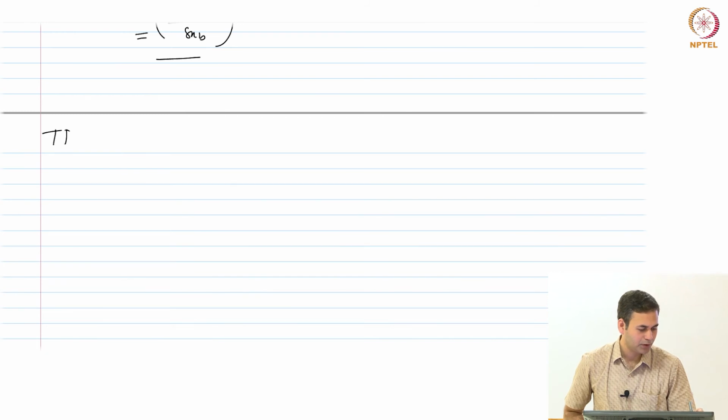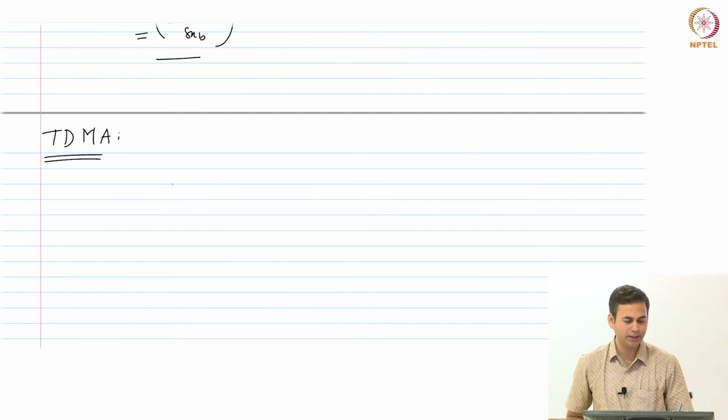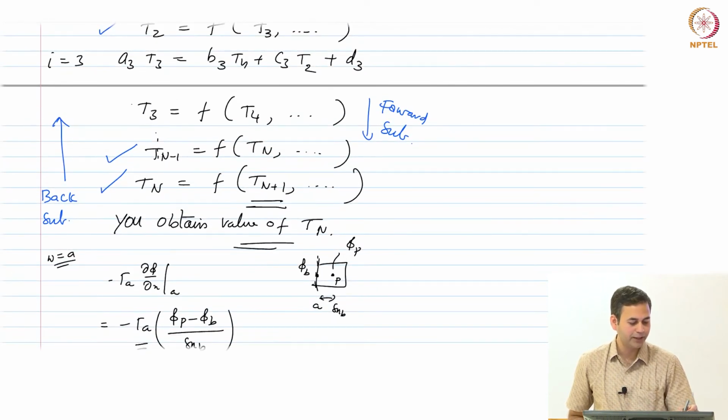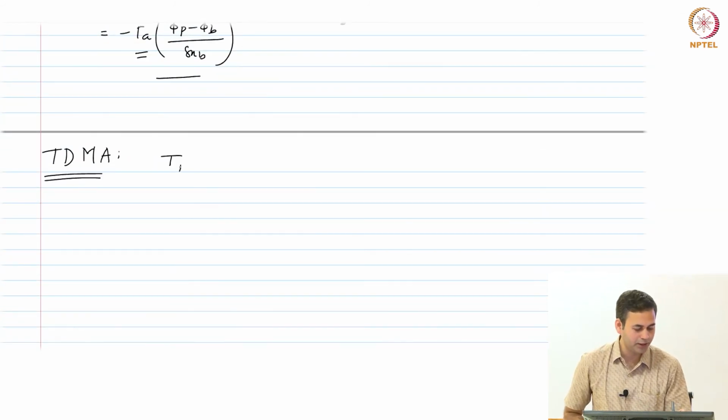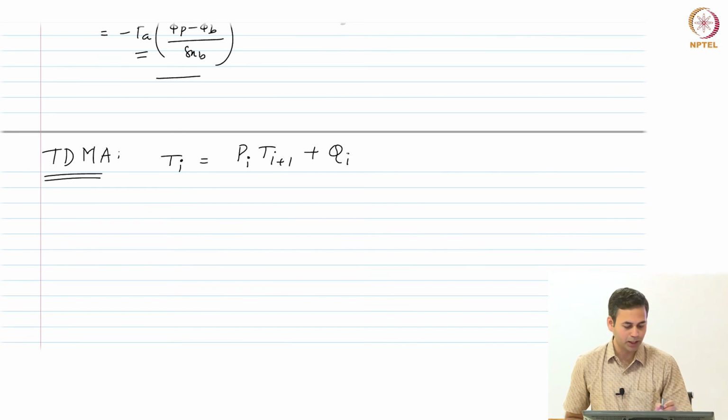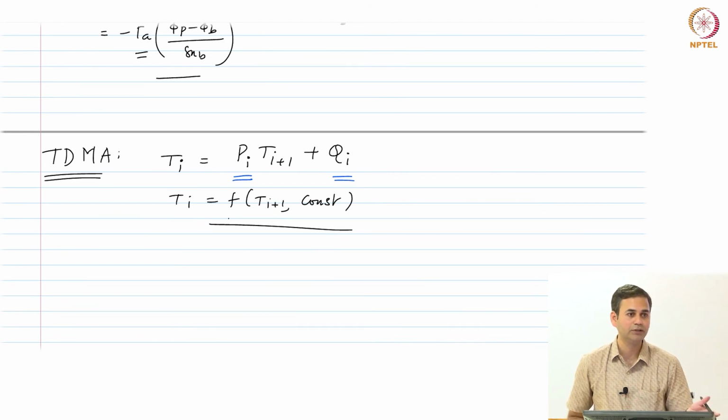So, we are looking at TDMA. What is it that we are trying to do? For every Ti or phi i, we are seeking a relation in terms of Ti plus 1. So, essentially if I have Ti, I am seeking a relation Pi Ti plus 1 plus Qi, where Pi and Qi are some constants that depend on the particular cell. This is basically the functional dependency. We have just written that Ti is a function of Ti plus 1 and some constants. We said T2 is a function of T3, T3 is a function of T4 and so on. So, we seek a relation that looks like this: Ti would be some factor Pi times Ti plus 1 plus Qi.